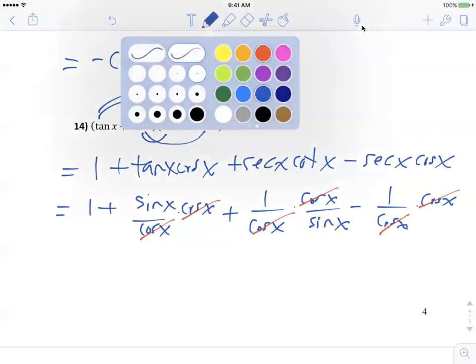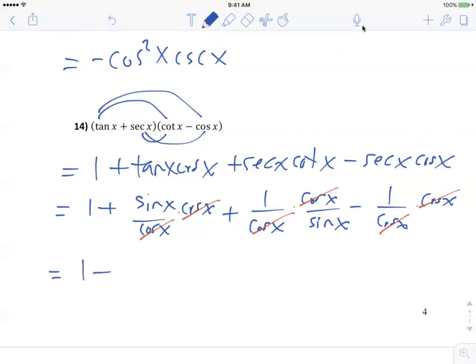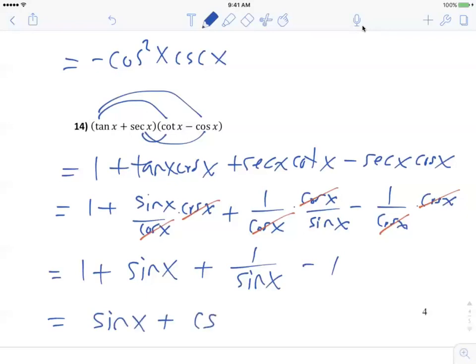All right, now we're left with 1 plus, that's just sine. That's 1 over sine. And that's minus 1. So the plus 1 in the front and the minus 1 in the back, those are gone. So I've got sine x plus, and then 1 over sine is cosecant x. And I'll leave it like that.